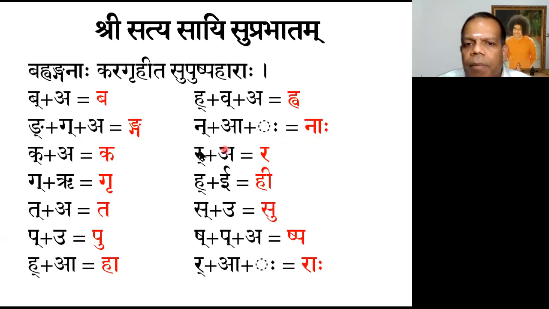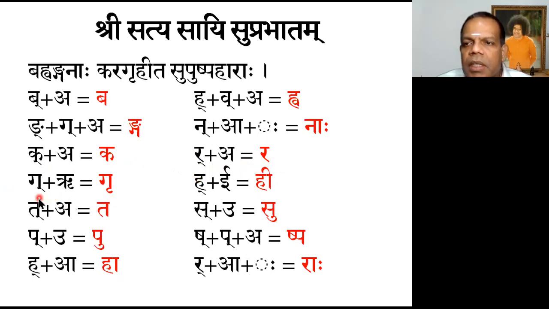The next letter is nga plus a, nga, with a visarga, ngaha. Bahvangana. The next letter is ka, plus a, ka. The next letter is ra, plus a, ra, kara.